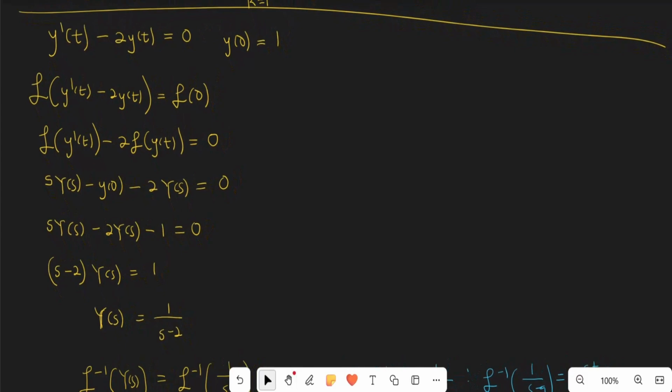So in my next video, I'm now going to use these concepts to solve differential equations with initial value conditions that are much more complicated than this simple example in this illustration. So let me wrap it up here.